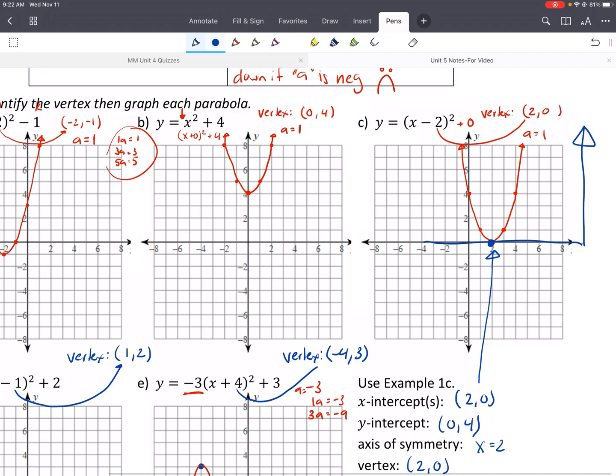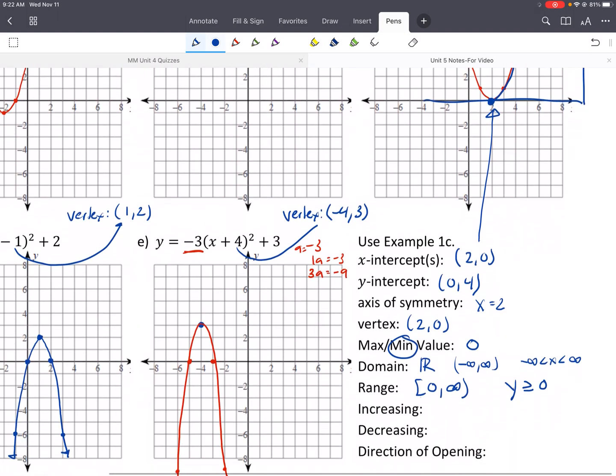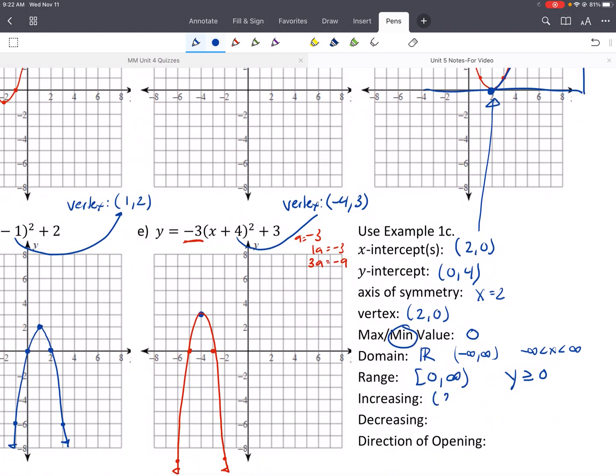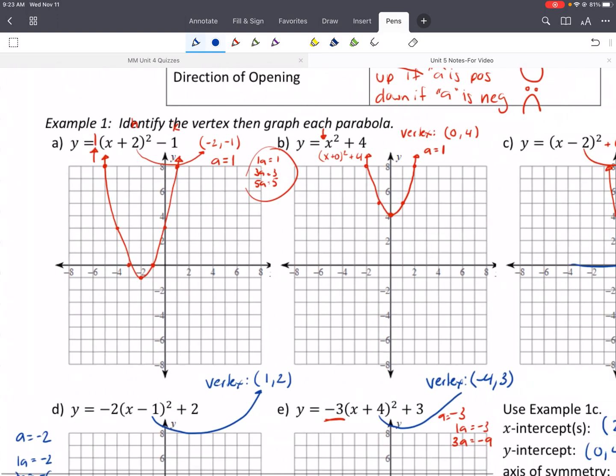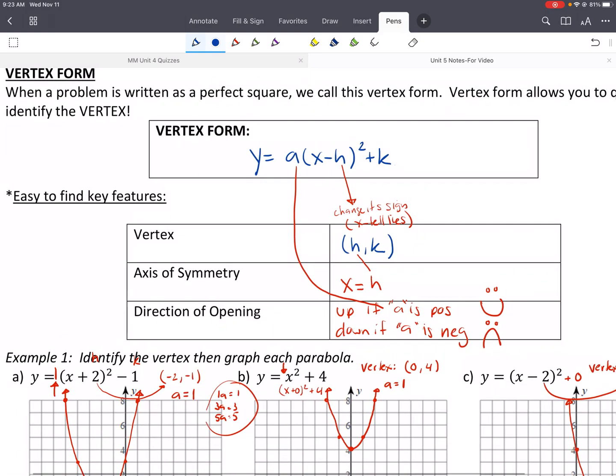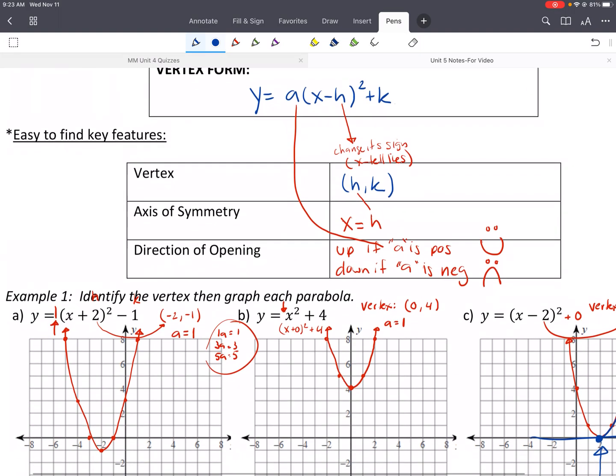Increasing, so again, when the rate of change is increasing, it would be everything on the right side of the vertex. So starting at 2 all the way to infinity, or you could say all x values greater than 2. And then decreasing would be from negative infinity to 2, or all x values less than 2. And then the direction of opening is up. All right, so that is vertex form. So again, we just want to find the vertex. Again, what's inside the parenthesis, when you take that h out, it's going to be the opposite of what you would think. Okay.